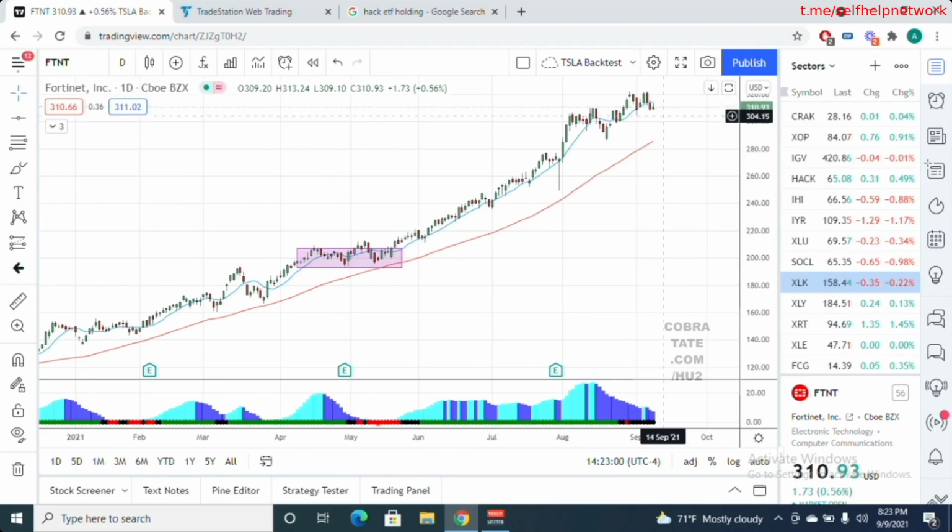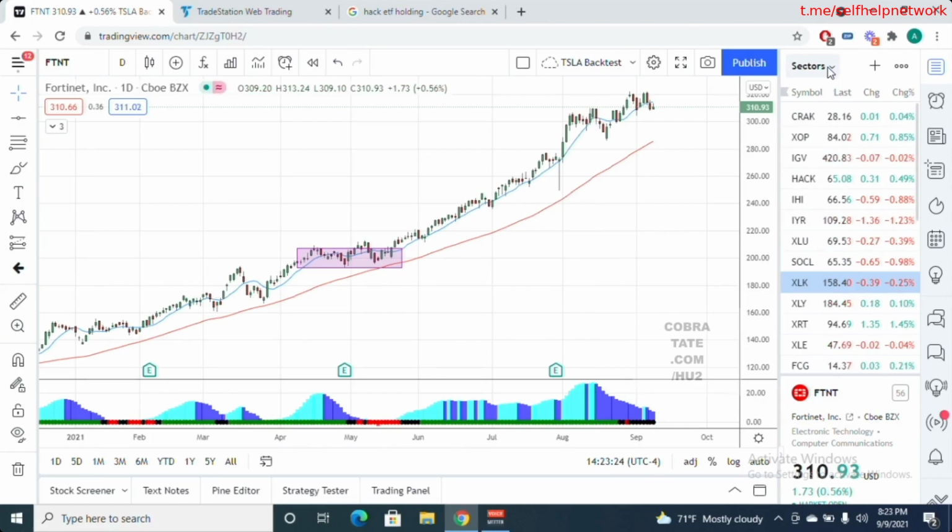So the 3 steps, again: go through all the sectors, see which ones are consolidating in a box. Second step, check the strength compared to the overall market, which is the SPY. Then go to the holdings, the top 10, top 20 holdings of that sector, and check out which ones have boxes. Now, what I do after that is I have multiple lists.